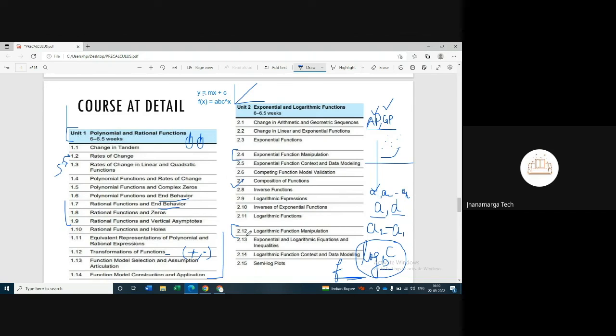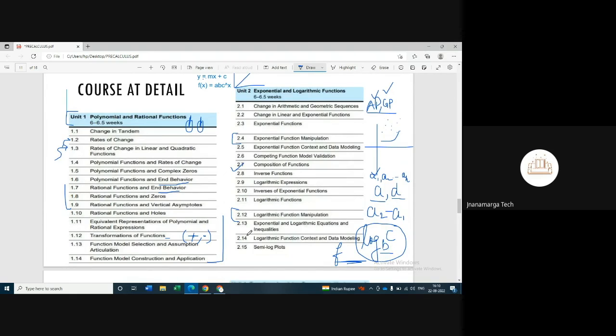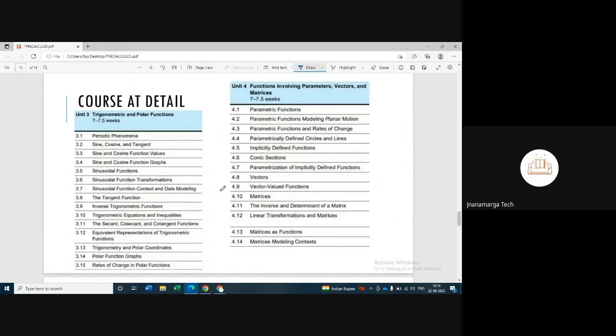Now, the next thing that we have is the logarithmic function context and data modeling, which is a very interesting topic. Here comes the actual inferencing, because we already have the data, we know how to manipulate the data, and once we learn this, we can learn how to create a data model. Once we solve these two basic units, we have a very important topic of trigonometry in the third unit. Now, trigonometry is the base of AP calculus.